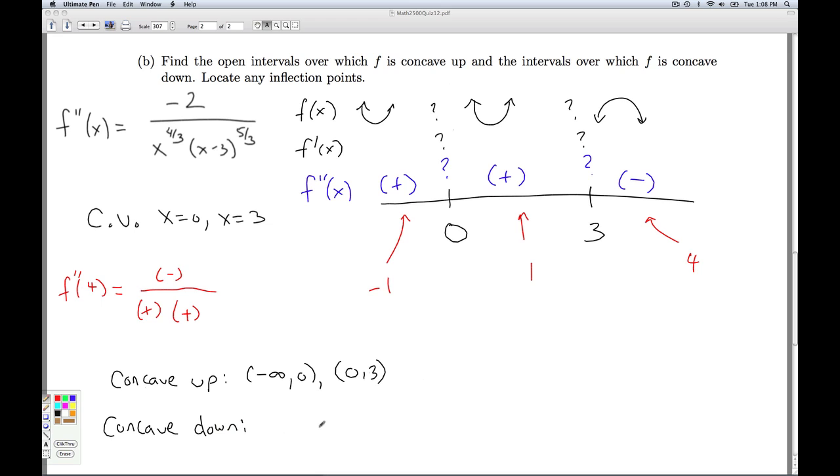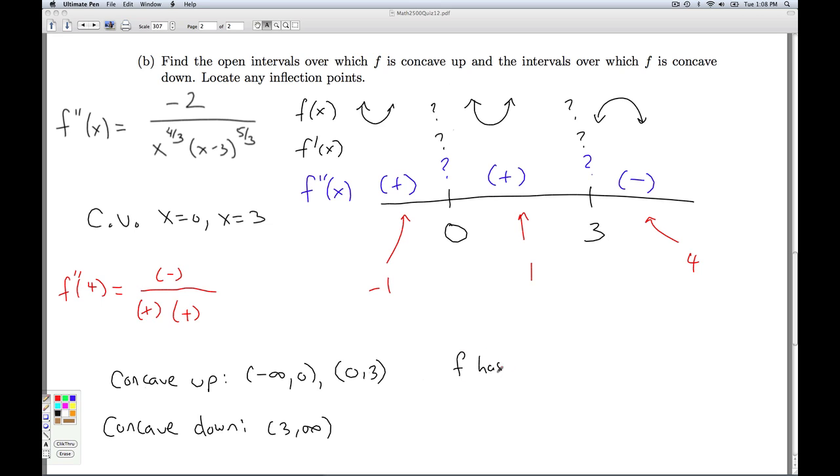Concave down from 3 to infinity. Are there any places where it changes concavity? Yeah, it changes here at x equals 3. Now to be an inflection point, we have to make sure this point is in the domain of f. As we talked about earlier, the domain of f was all real numbers. So there is an inflection point.